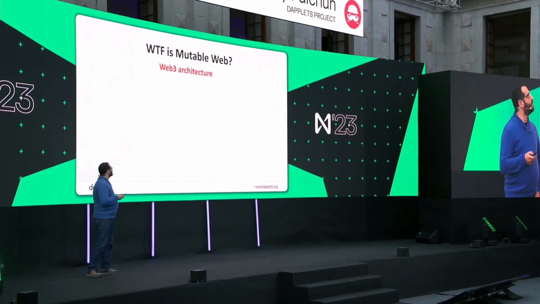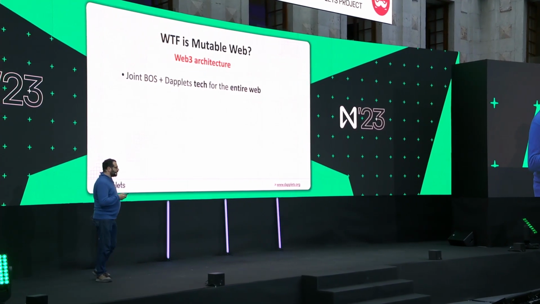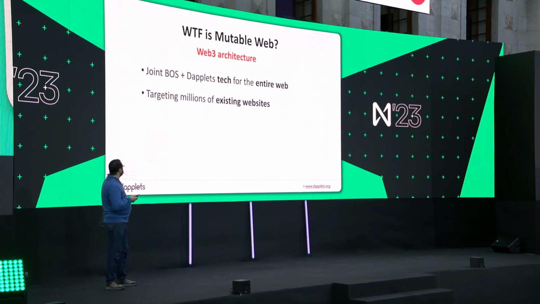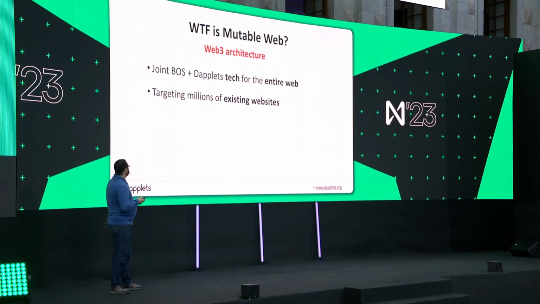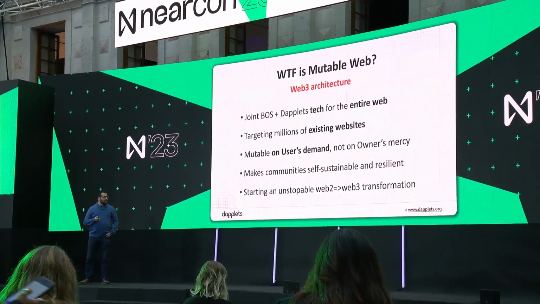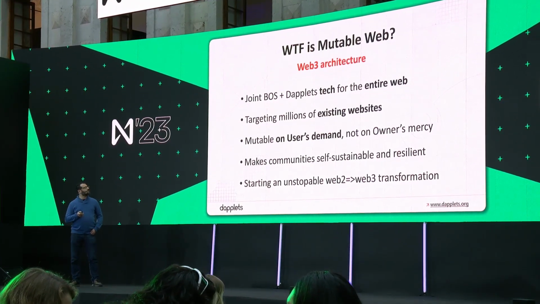What is the mutable web? Mutable web is a new Web3 architecture. It's a joint technology made by Boss and Dapplets. It targets the entire web, millions of existing websites. Most importantly, websites become mutable on users' demand, not at the owner's mercy, not under his approval. In the end, it makes communities self-sustainable and resilient, and it starts an unstoppable transformation from Web2 to Web3. And I will show why and how it goes.